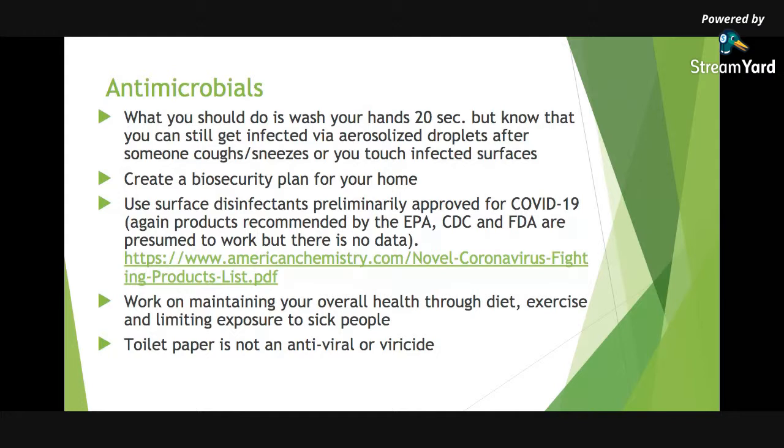You can also use surface disinfectants preliminarily approved for COVID-19. Again, these products recommended by the EPA, CDC, and FDA are presumed to work, but there again is no data that says that this particular product has been tested and proven to kill, or not actually kill, but denature this virus. You can work on maintaining your overall health through diet, exercise, and limit your exposure to sick people. And also know that toilet paper is not an antiviral or a viricide, so you don't have to go and buy and hoard rolls and rolls of toilet paper.